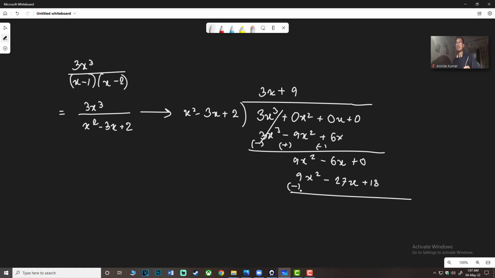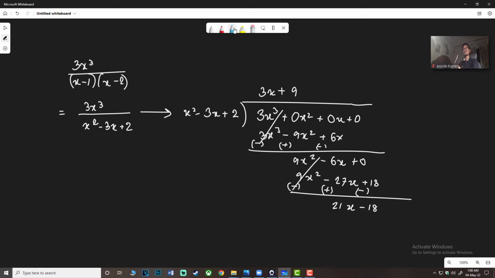Okay, changing the signs of the whole thing, we have minus here, plus here, minus here. So we cut this thing. 27 minus 6 gives us 21x, minus 18. Okay, so now the index of this expression 21x minus 18 is 1 and the index of the divisor is 2. Whenever the index of what we have over here becomes less than the index of the divisor, we stop our long division. We can no longer proceed.